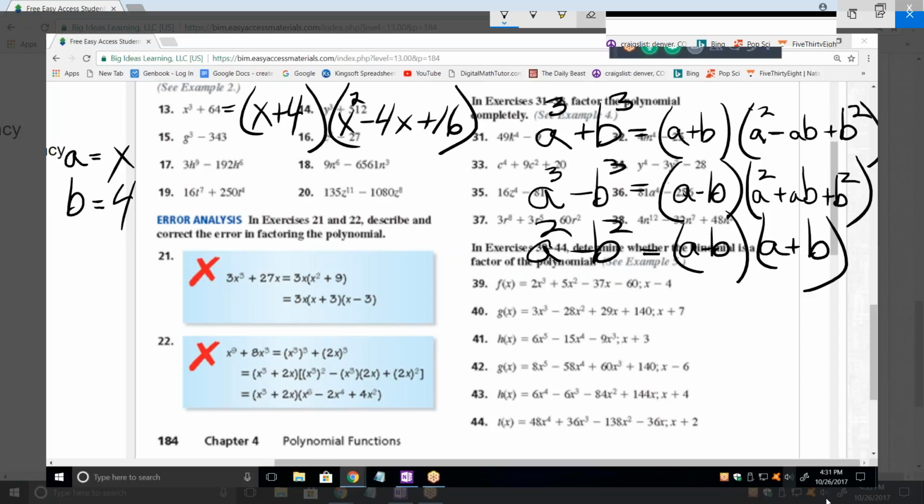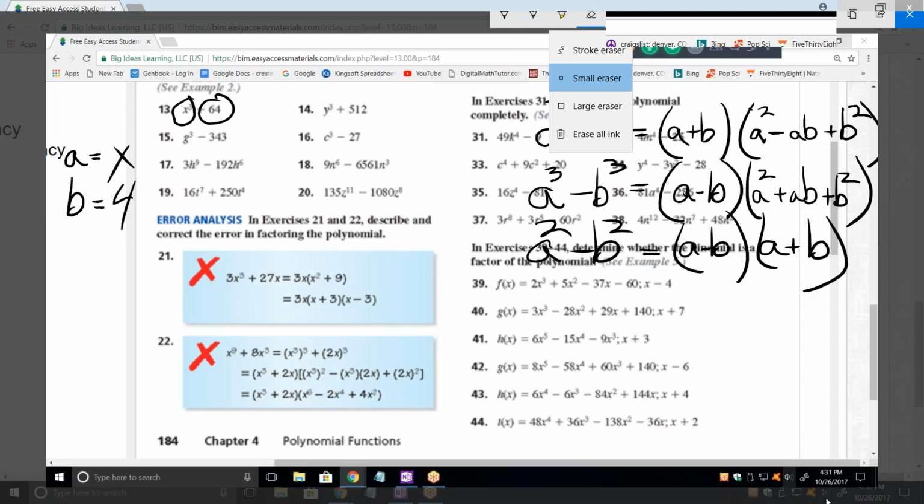Okay. In other words, once you know the general formulas, all you have to do is figure out what A is and what B is. And A is going to be the cube root of that, and B is going to be the cube root of that. Whenever you're dealing with perfect cubes or sum or difference of cubes.